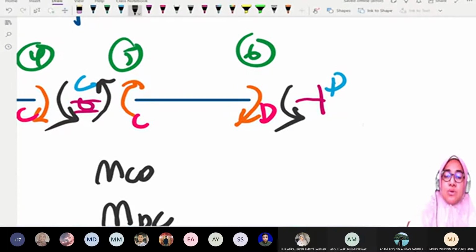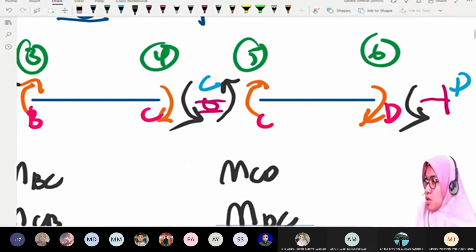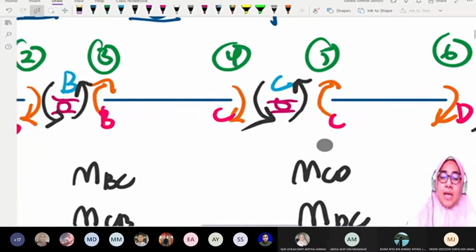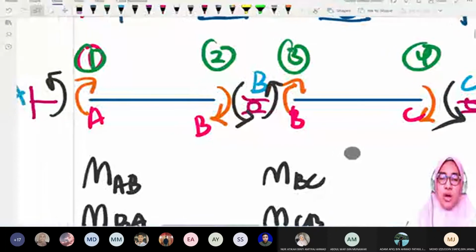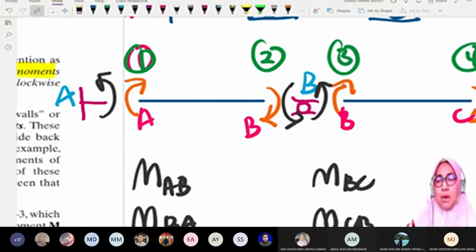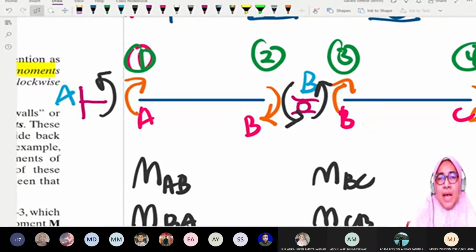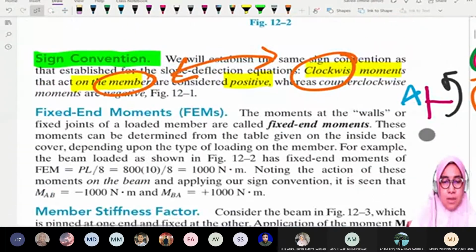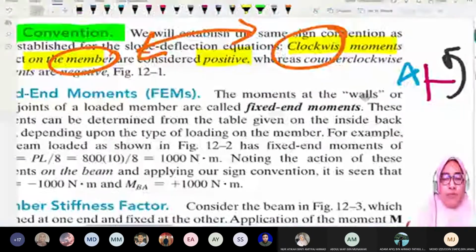Okay. So yang ni, yang color hitam semua ni, semua yang color hitam ni, is called join moment, and join moment is opposite with member end moment. Yang tu yang you have to remember. Join moment opposite with member end moment. Okay. And then we move to fixed end moment.